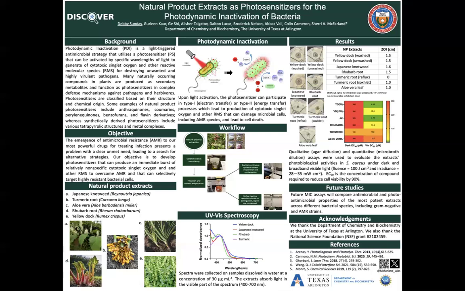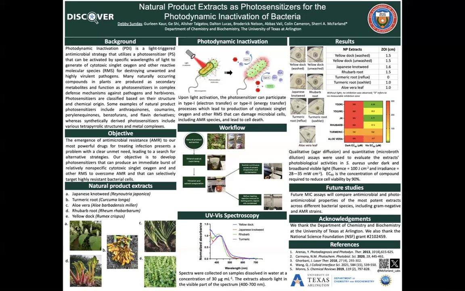For our quantitative method, we are using a microbroth dilution assay where we're able to look at our compound and determine the concentration that we need to reduce the cell viability of the bacteria by either 50 or 90%. As we see here in the heat map shown, green essentially means better activity, while red indicates inactive or no activity. So going forward, we are hoping to look at our most potent extracts, which from these experiments appear to be yellow dog and Japanese knotweed.